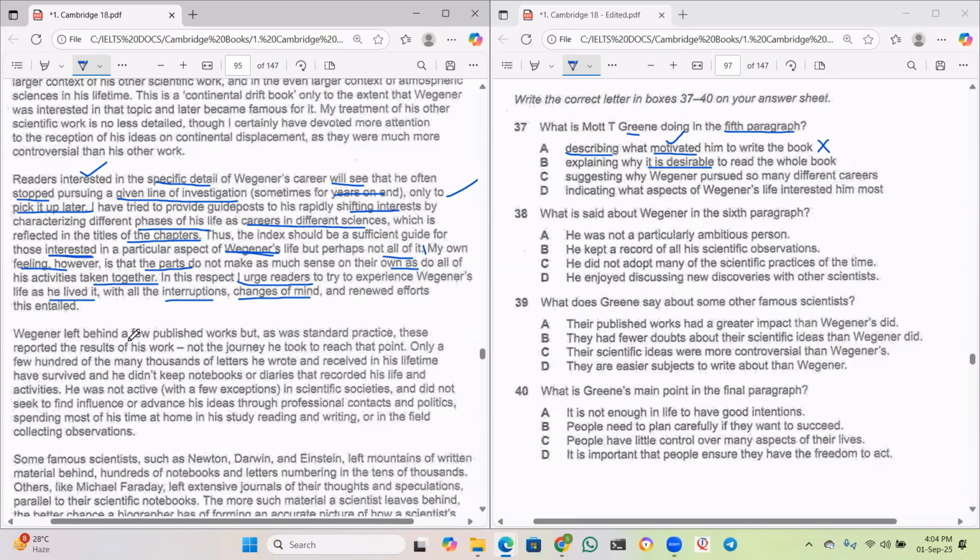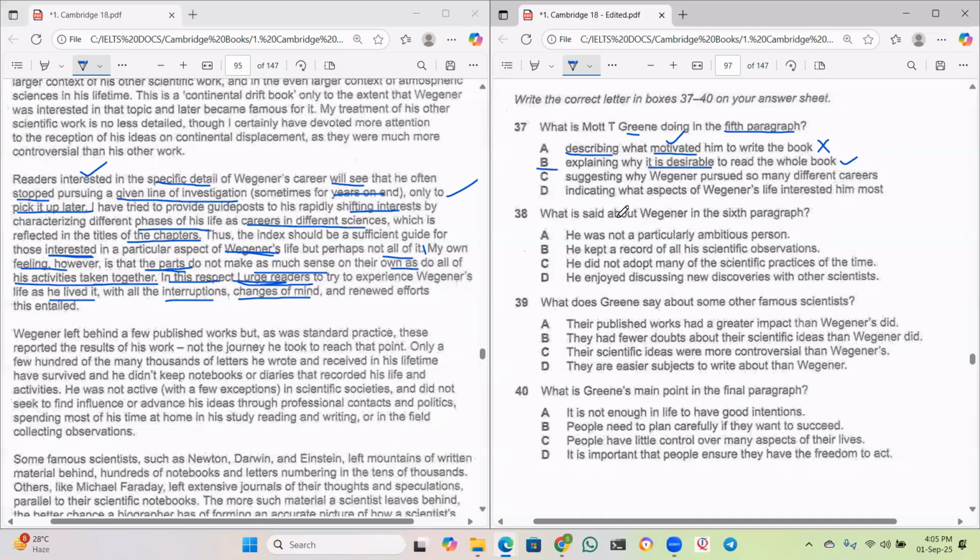My own feeling is that the parts do not make as much sense as all of his activities taken together. In this respect, I urge the readers to try to experience Wagner's life as he lived it, with all those interruptions and changes of mind. So explaining why it is desirable, B can be the answer, but I am keeping it on hold for some time.